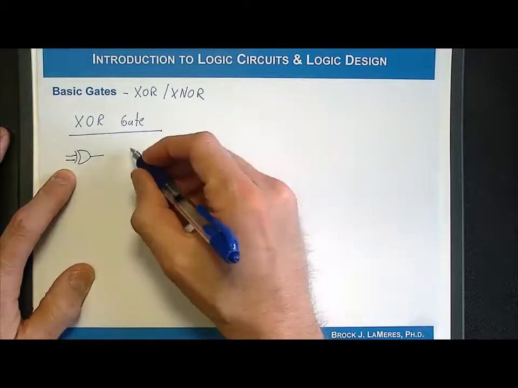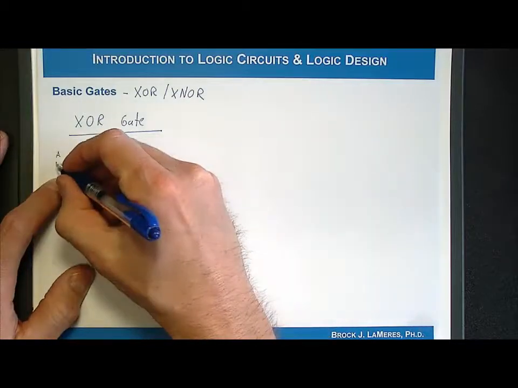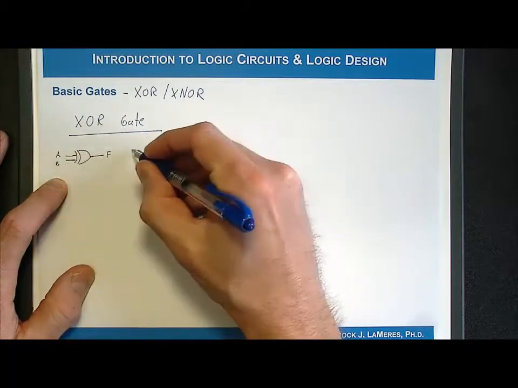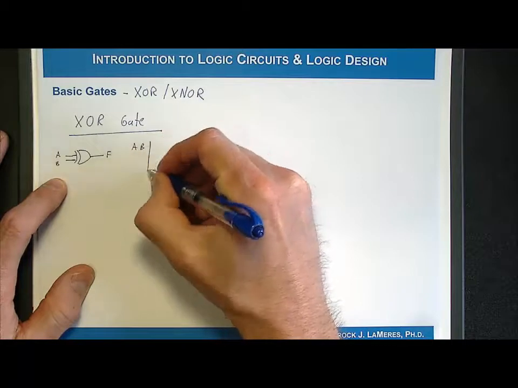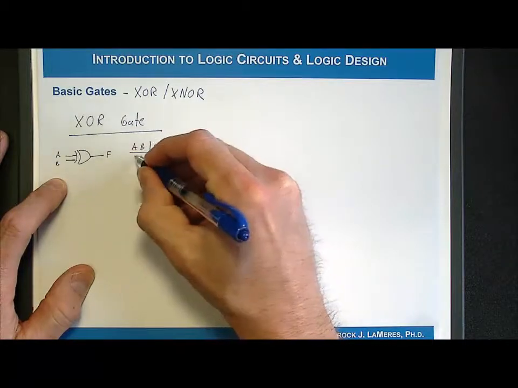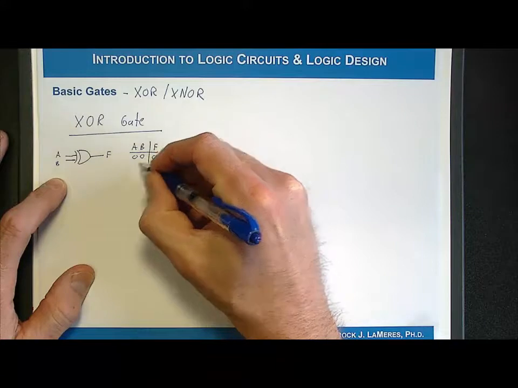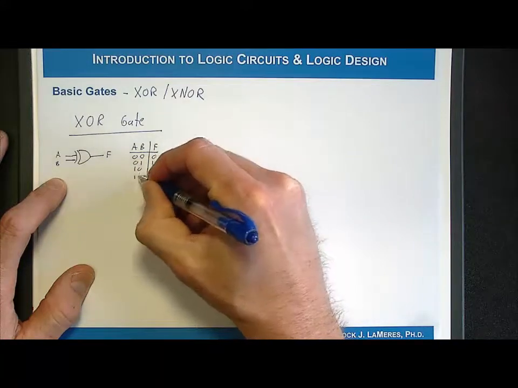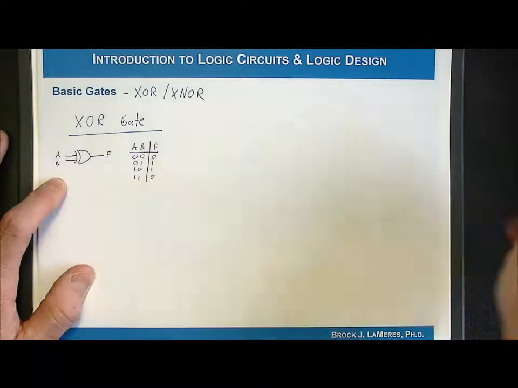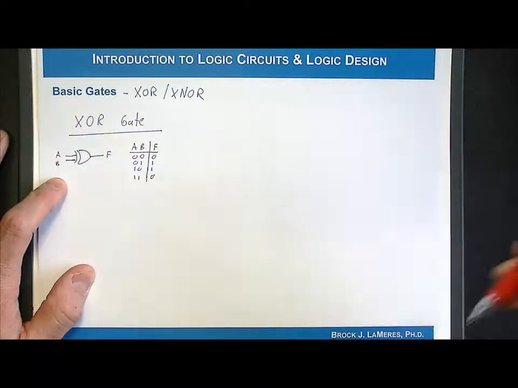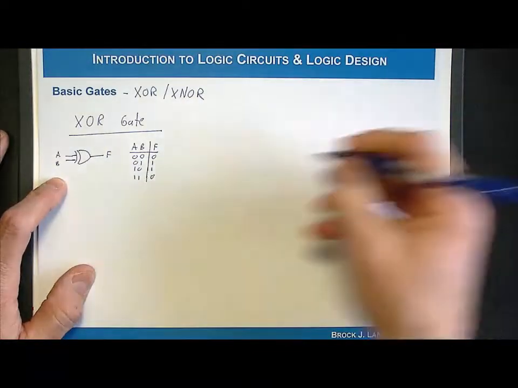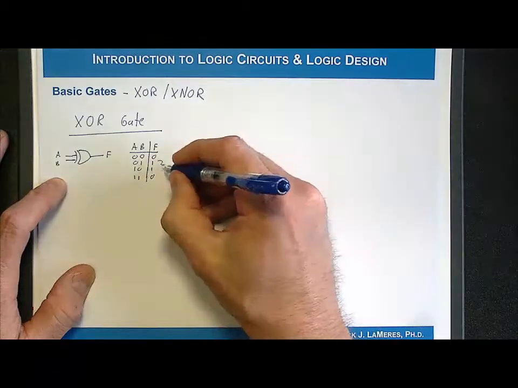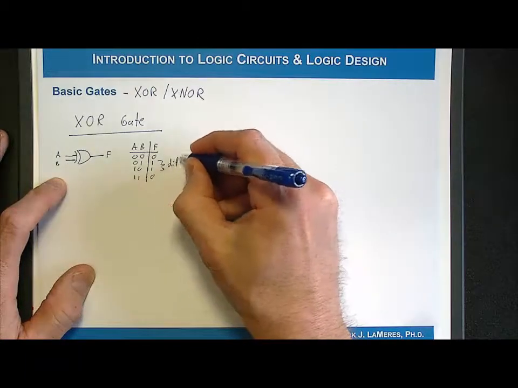So that right there is the exclusive OR gate symbol. The truth table for an exclusive OR gate, let's call the inputs A, B, and the output F, is going to look like this. So for A and B equal to 0, 0, output is 0. For 0, 1 and 1, 0, the output is going to be a 1, and for 1, 1, the output is going to be a 0. So you notice that the output is asserted whenever the two inputs are different from each other.